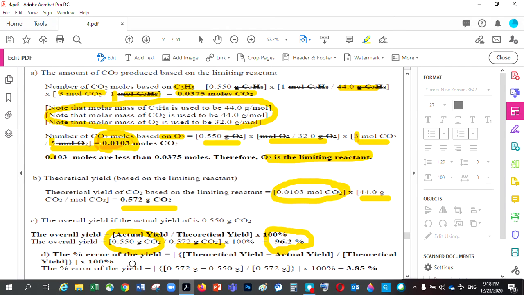So now the percentage error of yield, that's the formula. Theoretical yield minus actual yield divided by theoretical yield multiplied by 100, and everything is in absolute value. You take the absolute value. Theoretical is 0.572 minus 0.550 grams divided by 0.572, and the whole thing in absolute value multiplied by 100 gets you 3.85%, which is a very, very small percentage. So it looks like the reaction went very smoothly and yielded an excellent yield.